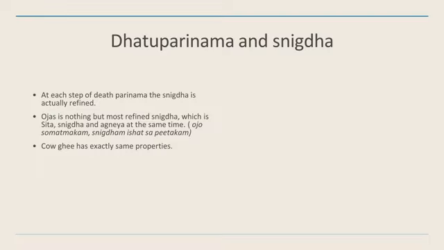And one substance which is exactly similar to snigdha, exactly similar to ojas, is cow's ghee. So shita, snigdha and agneya, these three natures are found in ojas and in the cow's ghee, and that is why cow's ghee is the most important thing in order to impart properties or positivity to the ojas.